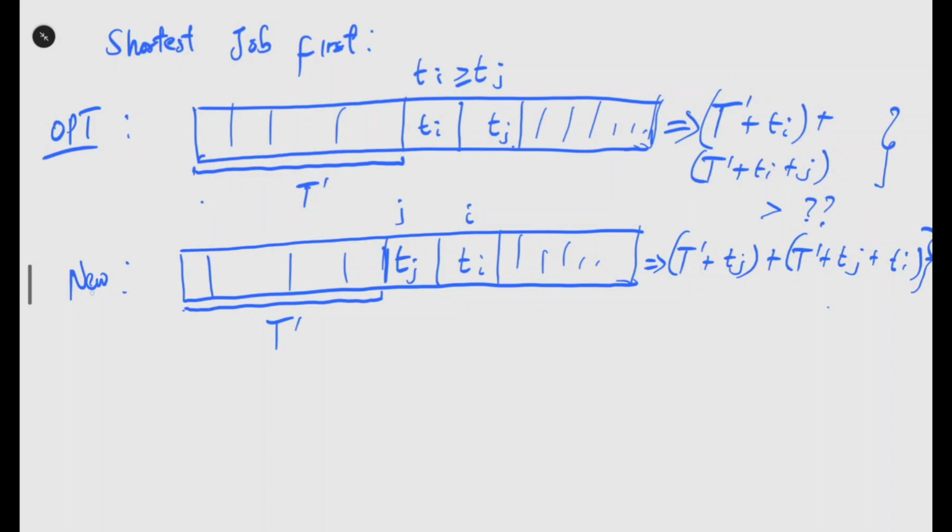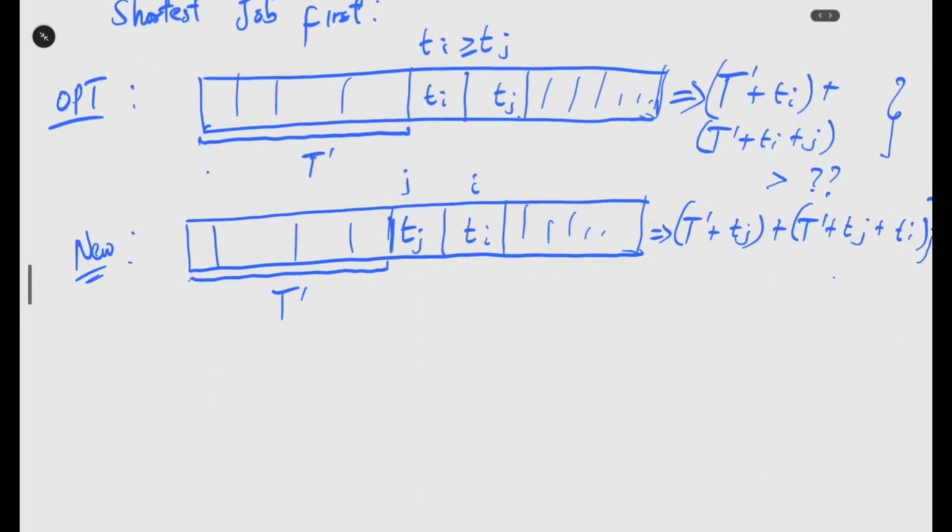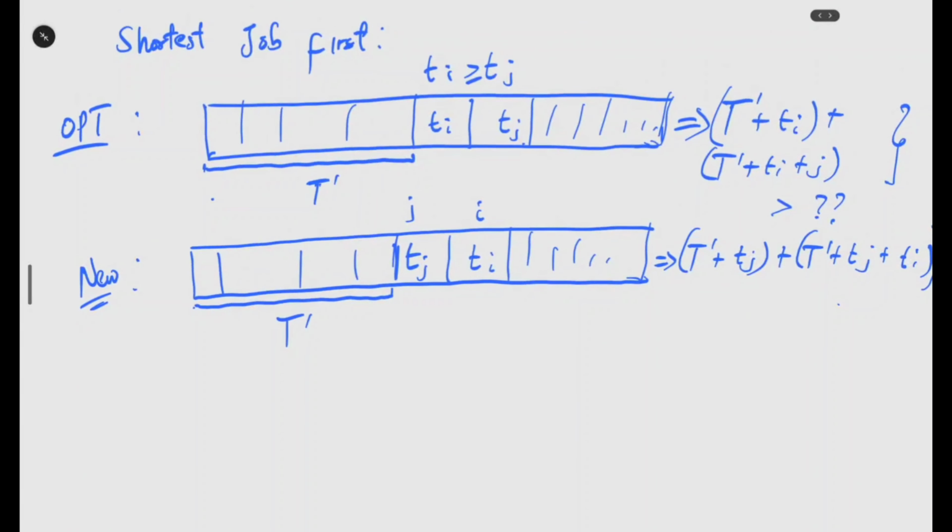And in this new schedule, since TI is greater than TJ, we're going to swap places. We're going to swap the two jobs. So now we want the job J to be done before the job I. So this is the swap. So the waiting time of all jobs will remain the same, except the waiting time for I and for J.